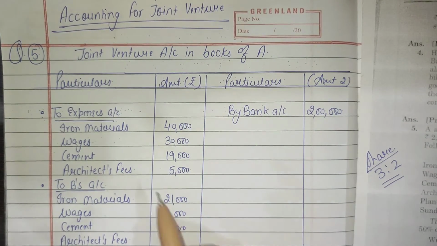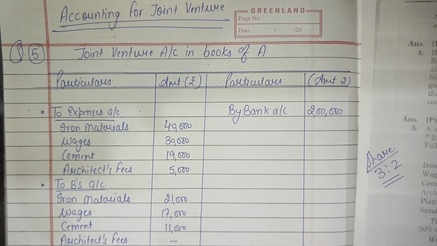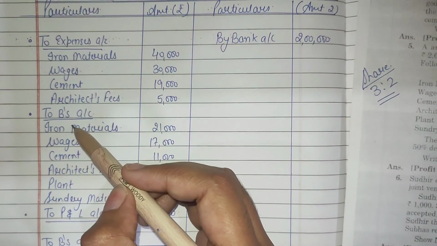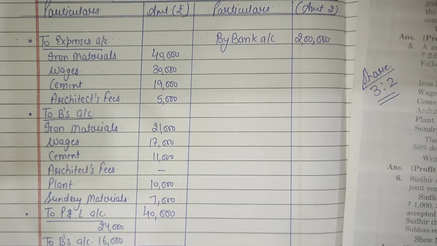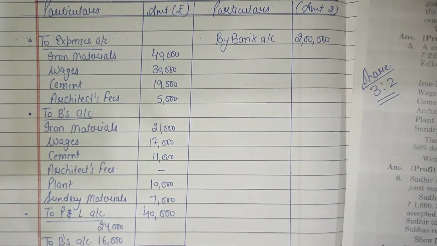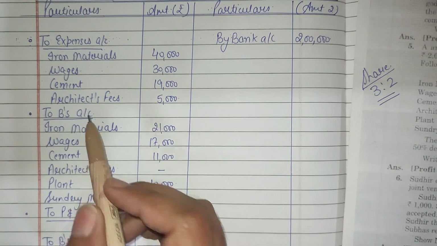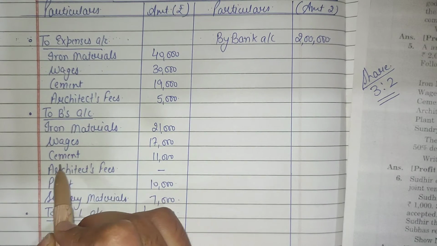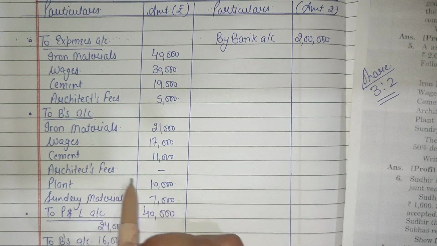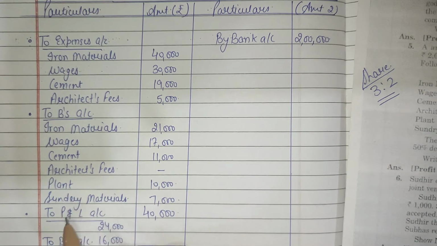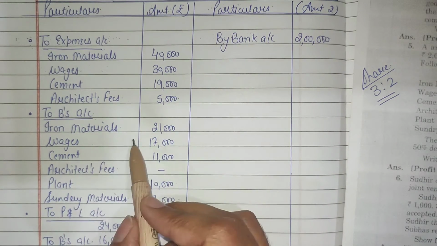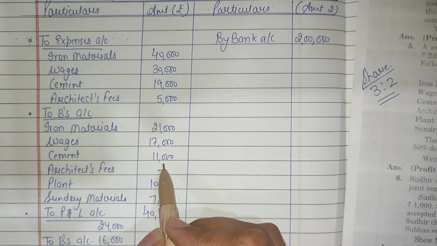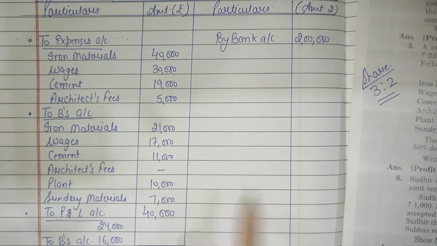So now comes the expenses of B. In joint venture account in the books of A, we are going to mention the expenses of B also, but with the name of B himself. So the expenses are iron materials, wages, cement, architect's fees is not mentioned, so plant and sundry materials. Iron material at 21,000, wages 17,000, cement 11,000, plant that is 10,000.